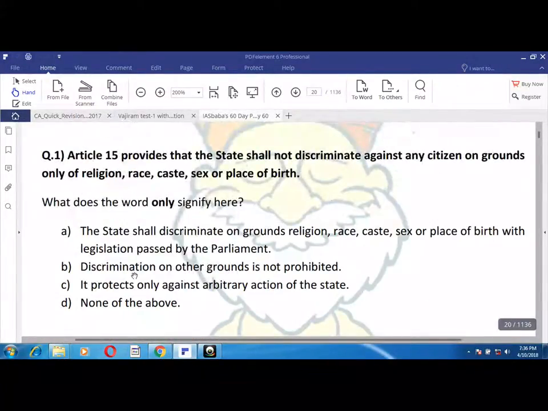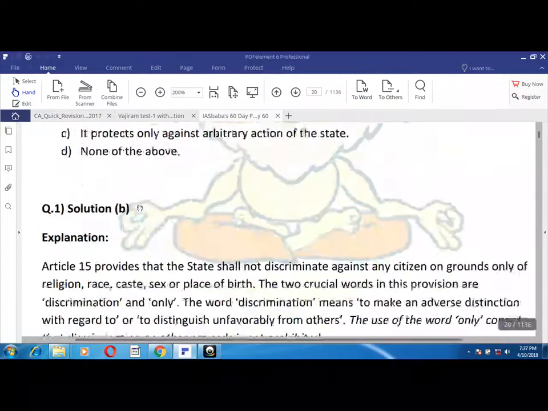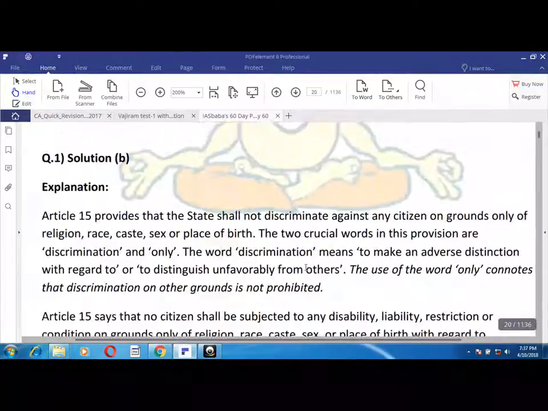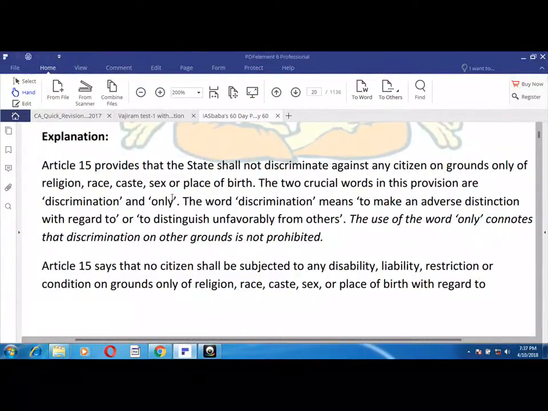So here, what does the word 'only' signify? Here B is the answer: discrimination on other grounds is not prohibited. Article 15: the state shall not discriminate against any citizen on grounds only of race, religion, caste, sex, place of birth. So here two crucial provisions: discrimination and only. Discrimination means to make an adverse distinction. Only connotes that discrimination on other grounds is not prohibited.